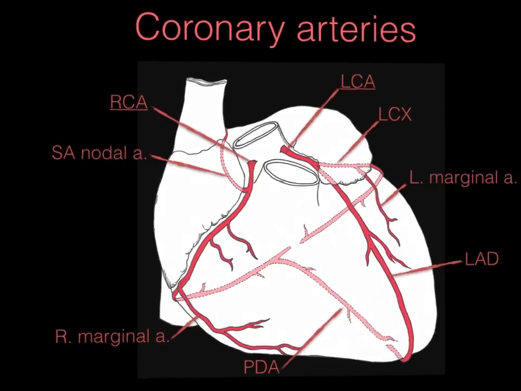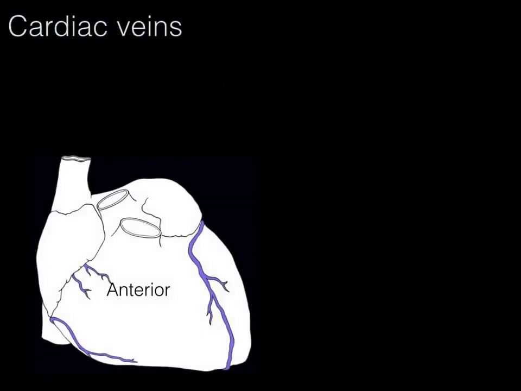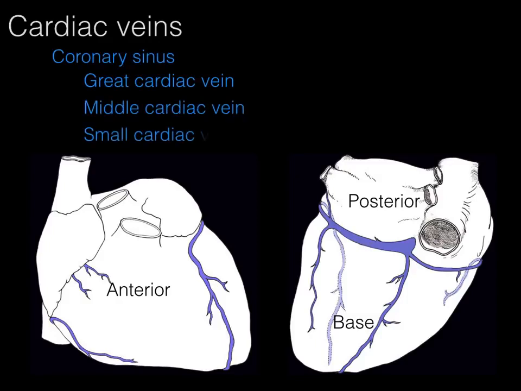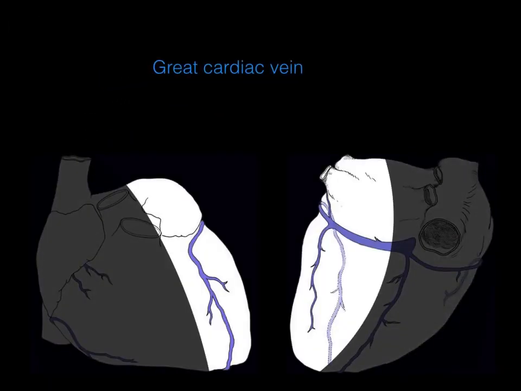labeled. This brings us to our next topic, which are cardiac veins. So the cardiac veins we're going to see in this anterior view of the heart and this posterior inferior view. You see the posterior view in the base of the heart, and in blue are the cardiac veins, the coronary sinus and the great, middle, and small cardiac veins. Let's start first because the great, middle, and small all feed into the coronary sinus. So let's start with the great cardiac vein first.